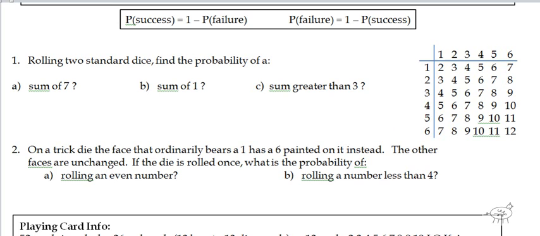Well, there is no sum of 1 because you can only roll a 1 and a 1. The minimum value is 2, right? So you can't roll a sum of 1. So it's certain failure. That means you're going to put a 0 here.